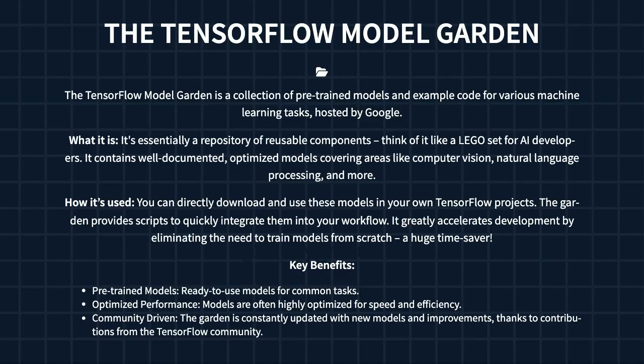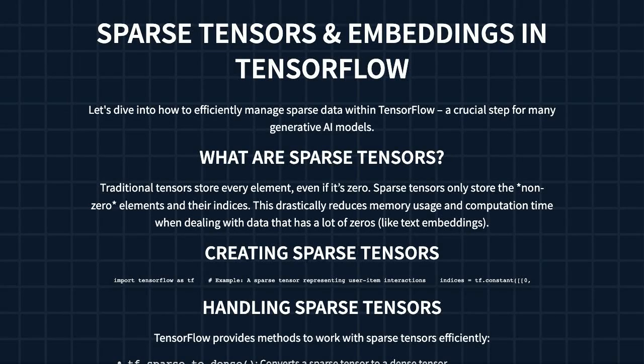Okay, let's talk about how TensorFlow handles data that isn't filled out completely. We call it sparse data. Think of a recommendation system. Users might only interact with a tiny fraction of all the items available. Instead of storing every interaction, even if it's just no click, we use sparse tensors. These tensors only keep track of the active interactions, which saves a ton of memory and processing power. We can create them using tf.